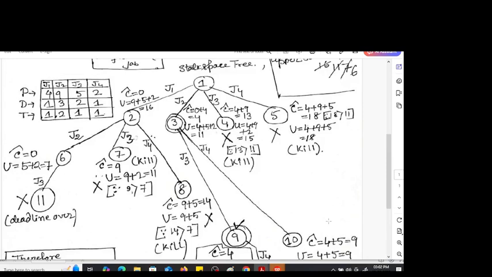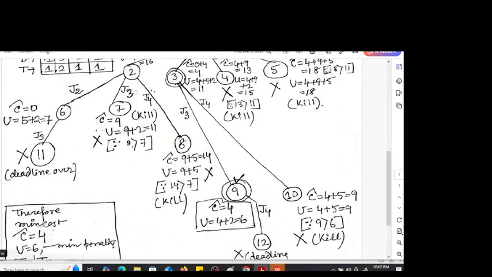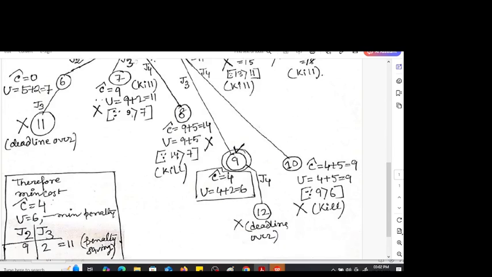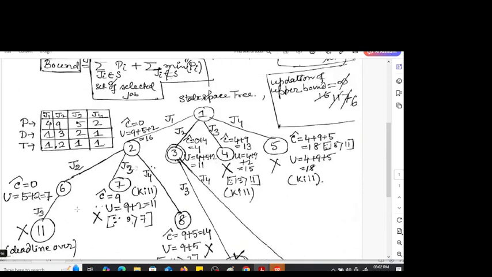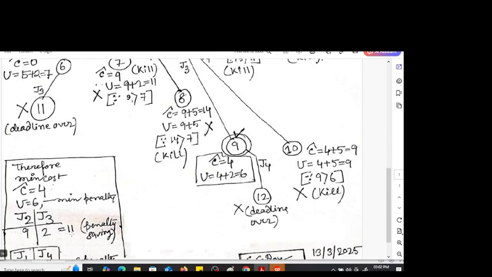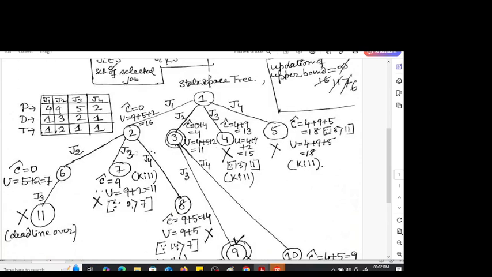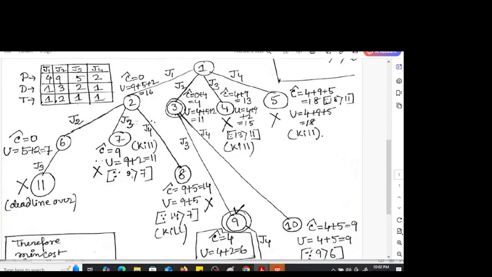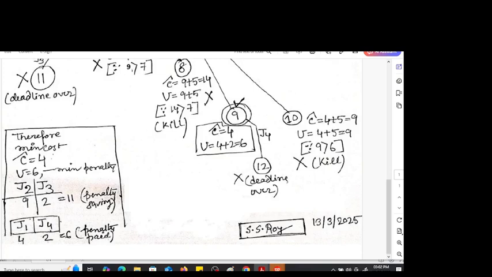So finally, what is the result? The result is J2 and then J3. Therefore, the minimum cost that we get is 4, and that has come from J2 and J3. The corresponding saved penalties for J2 and J3 is nothing but 9 plus 5. J2 and J3 is the answer. And what is the penalty paid? That is J1 and J4. Because we pick J2, J3, the remaining two jobs are J1 and J4, which is nothing but 6.